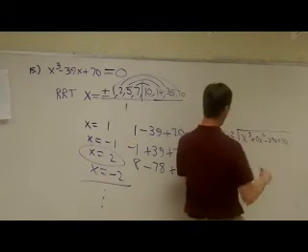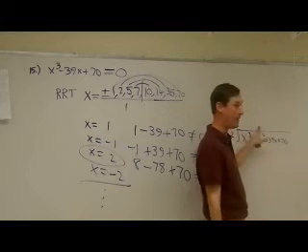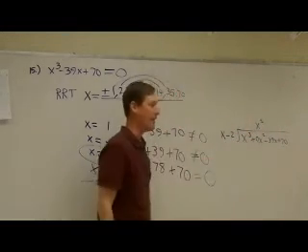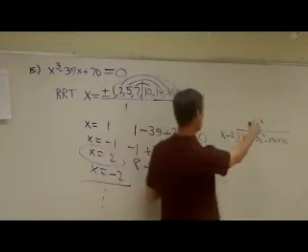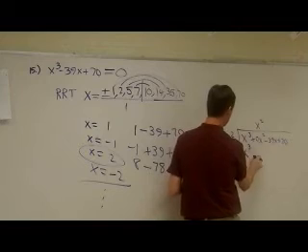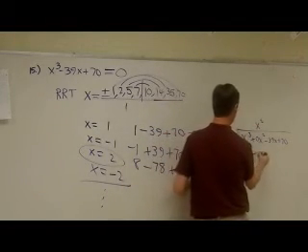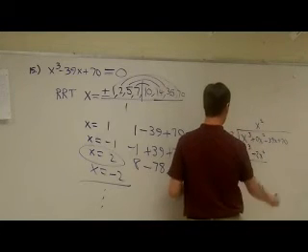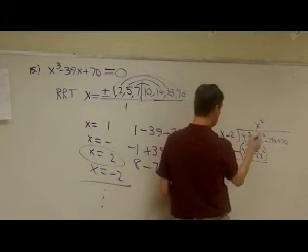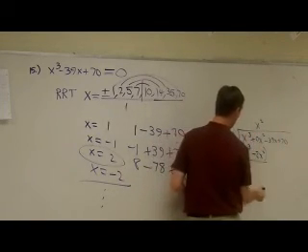X squared. Put it in the appropriate column. x squared times x is x cubed, and x squared times minus 2 is minus 2x squared. The whole goal is to try to get those to match. Subtract that quantity. x cubed minus x cubed is 0. 0x squared plus 2x squared is 2x squared.